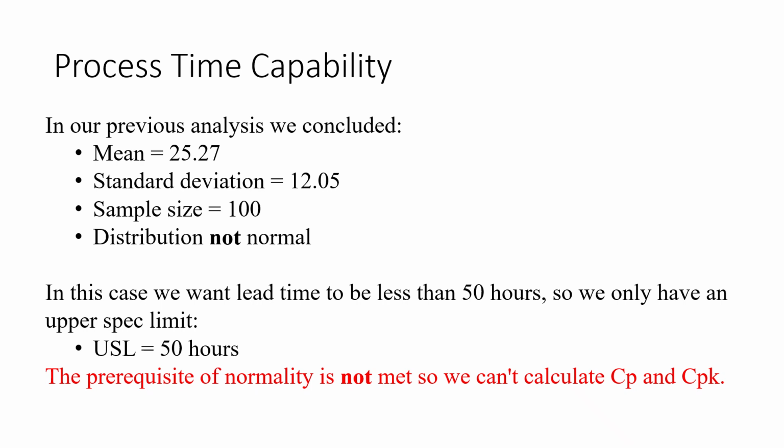Let us now calculate the capability of our previous process time data. Let us assume that we have agreed a maximum lead time of 50 hours with our customer. So, this will be our upper spec limit. We have no lower spec limit. One condition for our capability calculation is that data should follow a normal distribution, which we checked before that this is not the case. We expect lead time to follow a skewed distribution, therefore not normal. In this case, we can look for a data transformation that will make it normal.